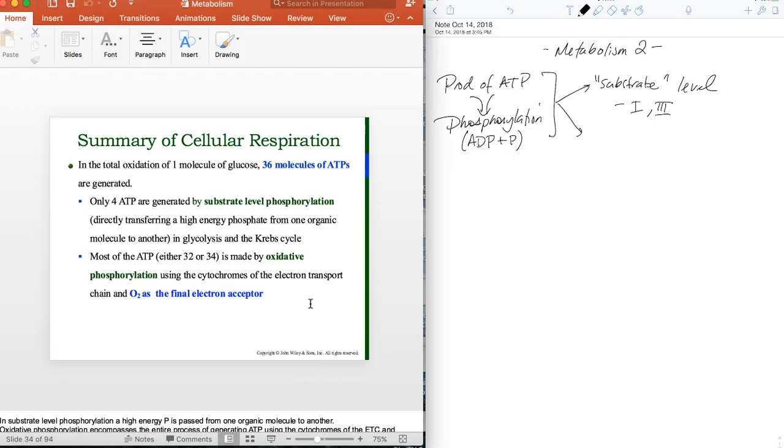There's also the other type of phosphorylation or making ATP, and it's referred to as oxidative. The oxidative level is really when oxygen plays a direct role, and that's going to be the one where you produce the most ATPs. That's going to be the electron transport chain. And oxidative phosphorylation, the reason why it's called that is oxygen is the final electron acceptor.